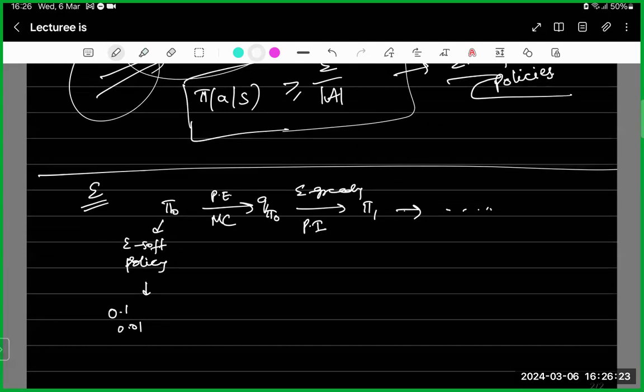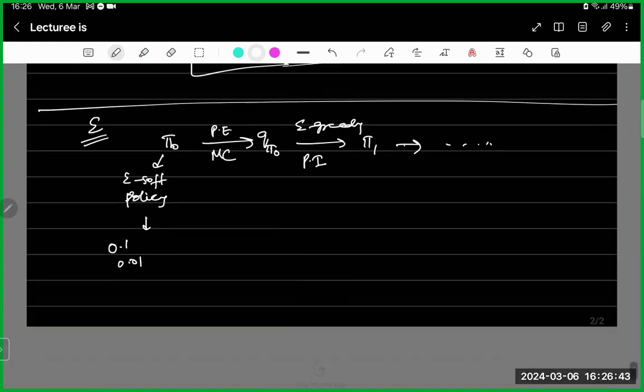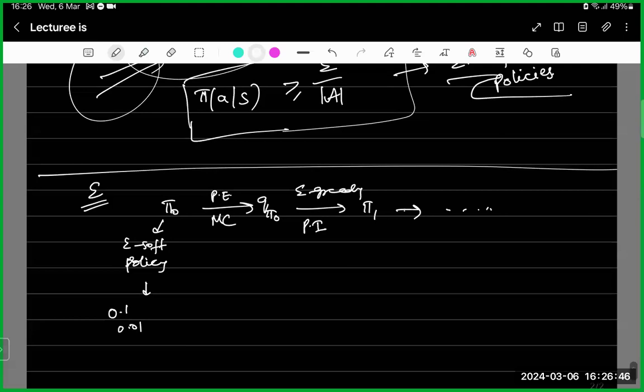So if pi 1 is, let's say, epsilon 1 greedy, and epsilon 1 is less than epsilon naught, then we're fine. I think the policy improvement will still hold. But anyway, right now you can just think of a constant, small epsilon. So now the Monte Carlo method is clear, right? You just do this and you keep improving your policy using epsilon greedy policy improvement instead of greedy policy improvement.